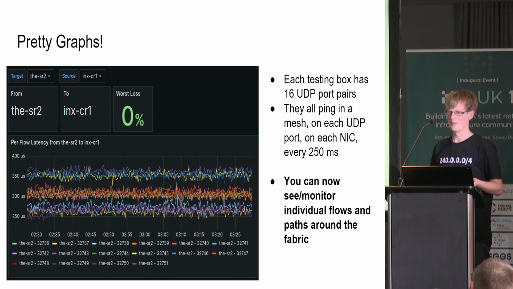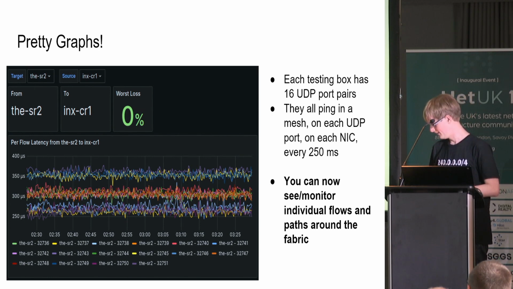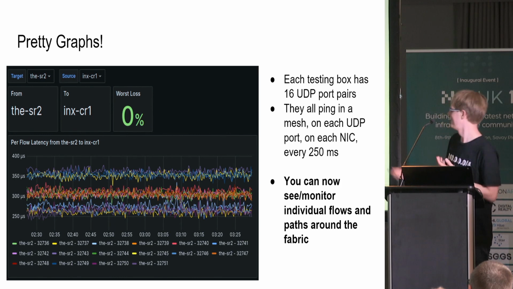Anyway, here's what you're probably waiting for. Pretty graphs. So is there a laser pointer in this? Is that a laser pointer? Oh, OK, well, look at this.